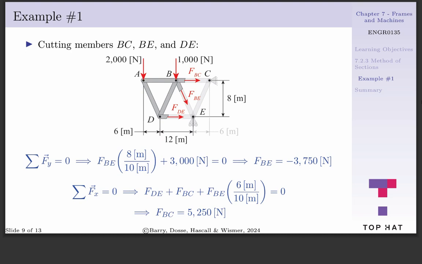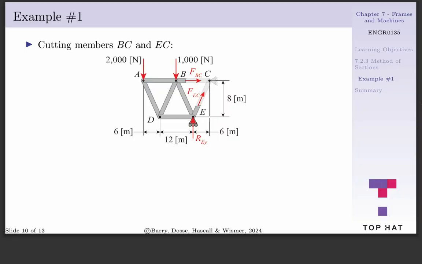With this value, we can apply the summation of forces in the x direction. We have FDE plus FBC plus FBE times cosine of theta, the angle between members BC and BE, which is 0.6. Recalling that we just solved for FBE and we have the value of FDE, we find FBC equal to 5,250 newtons. The positive sign here indicates the member is in tension.